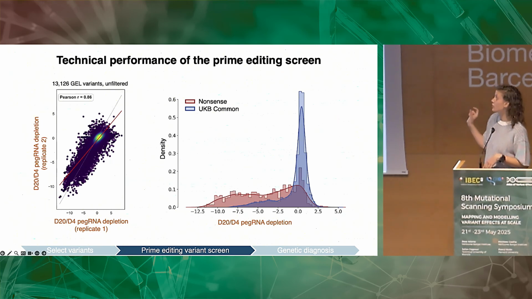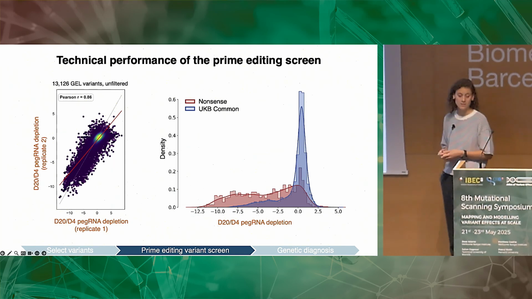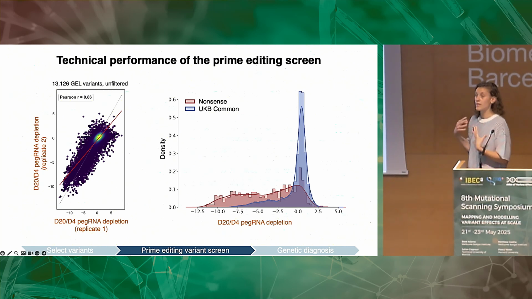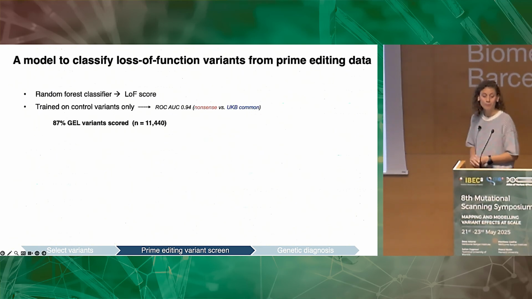the fold change between 2 time points, but in reality we have way more data. We have 4 time points, 2 replicates, and also the pegRNA editing efficiency. So to fully capture the functional effect of a variant, we need a composite score that integrates all this information. And we did this by training a random forest classifier model using only experimental features, and we trained it on control variants.